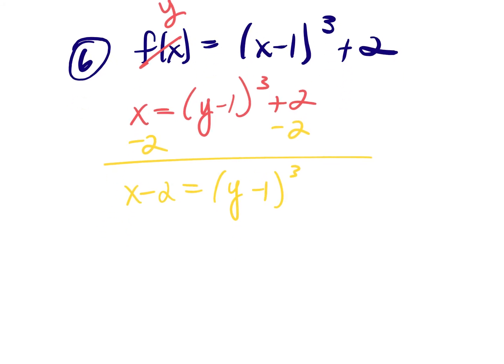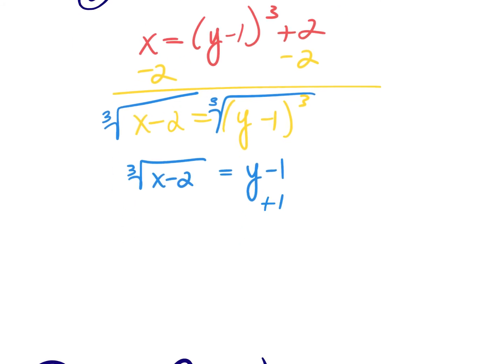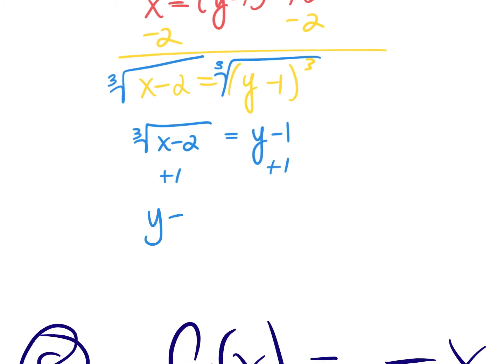How do I get rid of cubed? Take the cube root. Now, guys, when I take the cube root, that is an odd root. Do I have to put plus or minus? No. So you have the cube root of x minus 2 equals y minus 1. What's the last thing? Add 1. You're going to do the opposite. We're going to add 1 to both sides. Does that 1 go underneath our cube root? No. If I were you, I would just write y equals 1 plus the cube root of x minus 2.